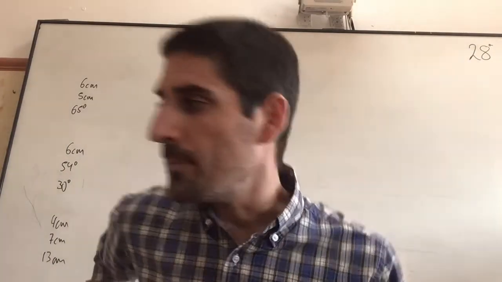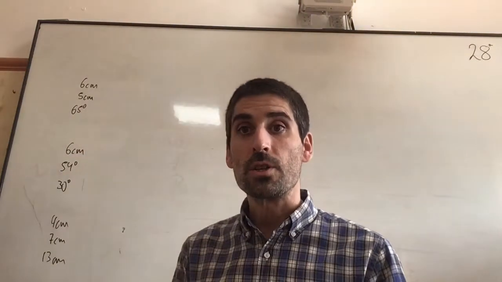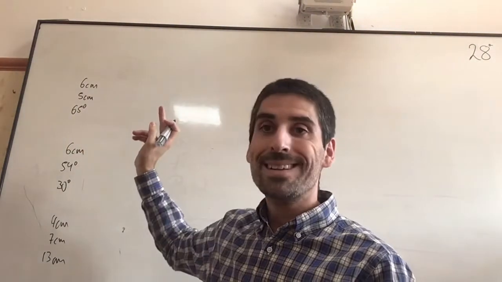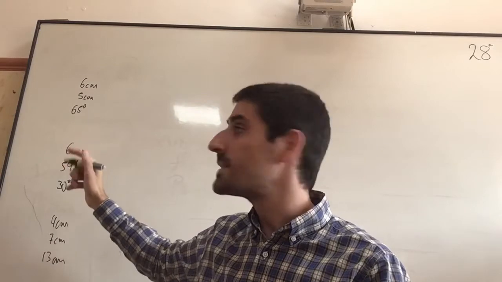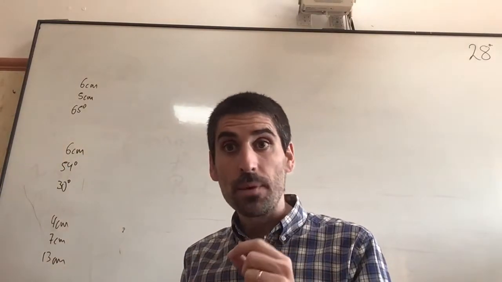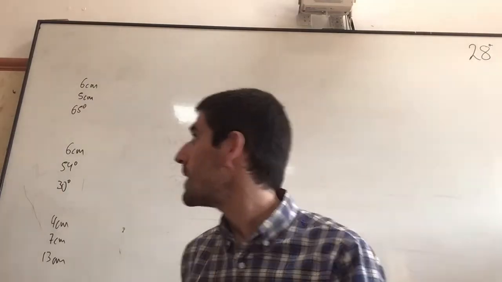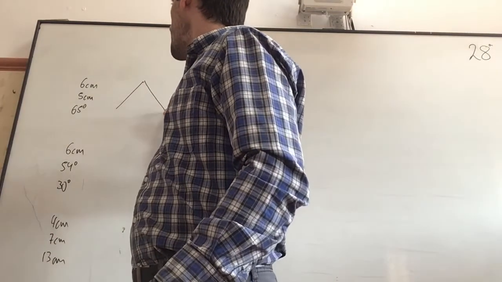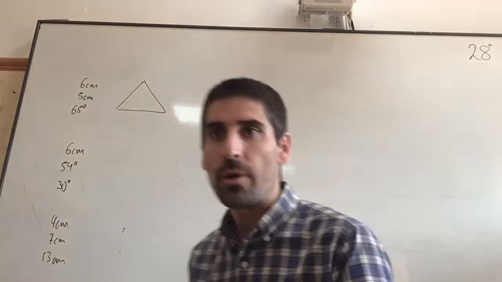So basically, in order to be able to do this construction, they need to tell you the length of two sides and the angle between those two sides. It has to be the angle between the two sides. So, I am just going to sketch out a triangle.